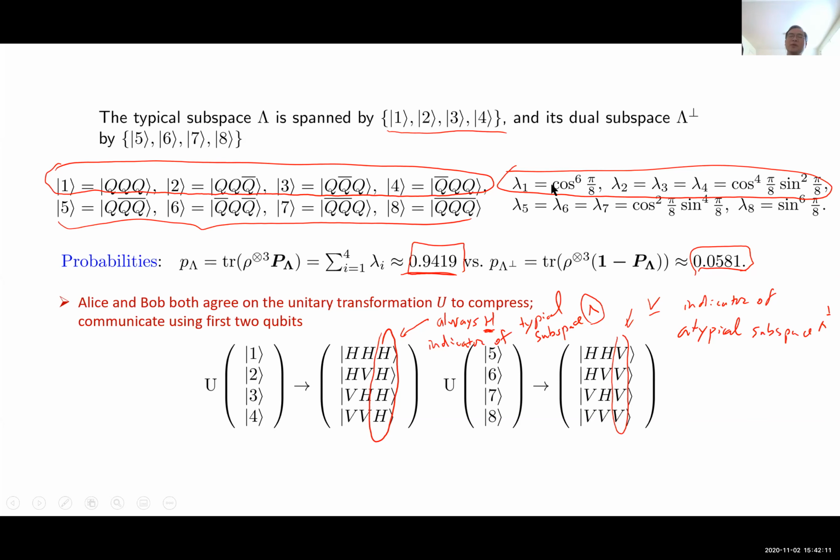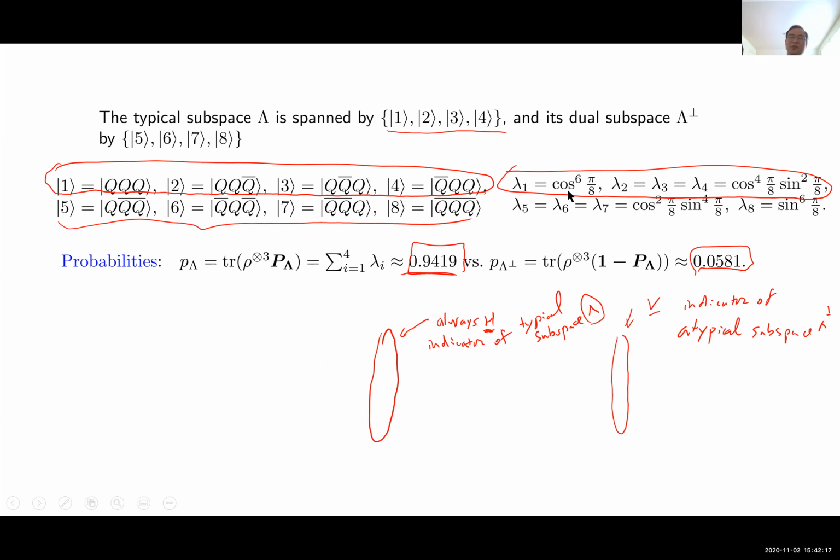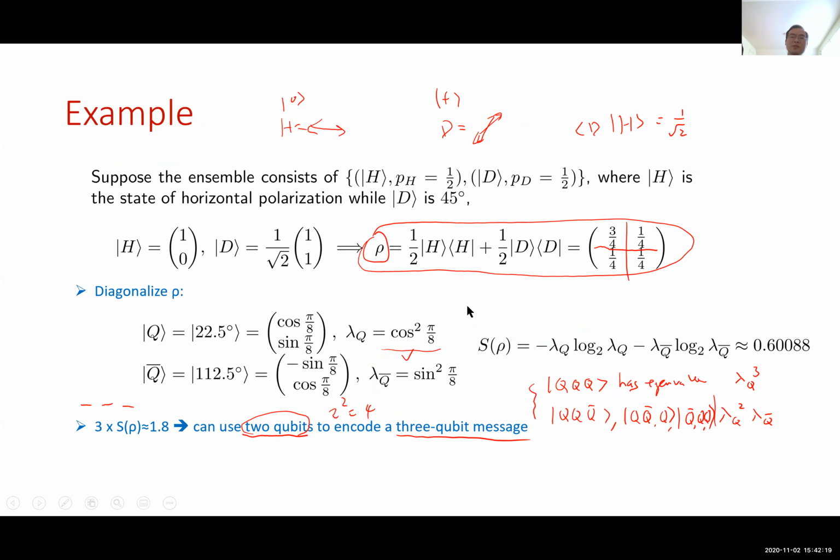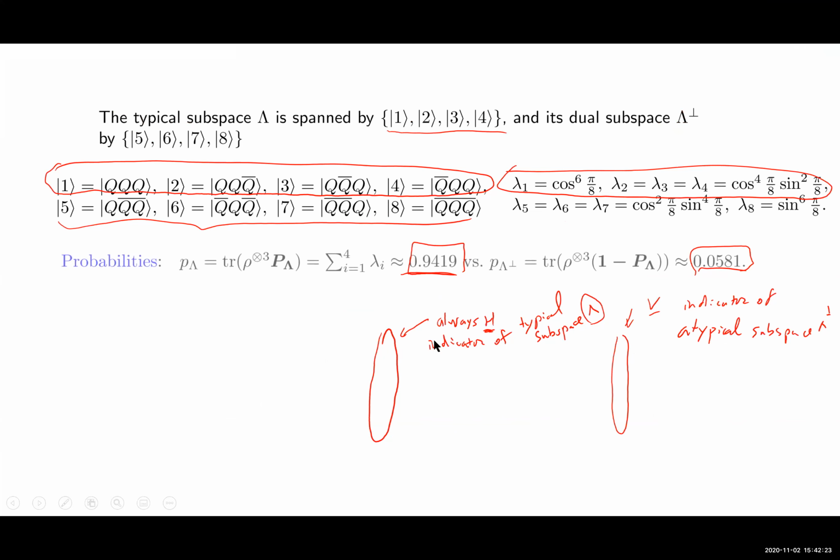The probability is the cosine square. So remember, this is lambda q, which is cosine square. Then if you have 3q, that appears with probability cosine to the 6.